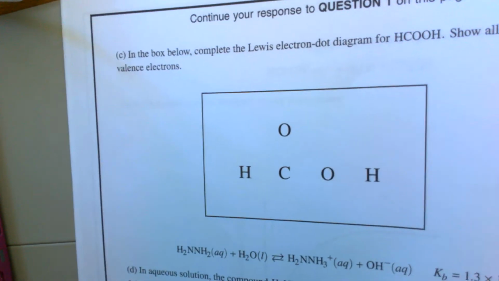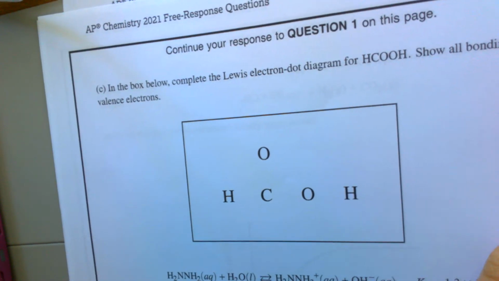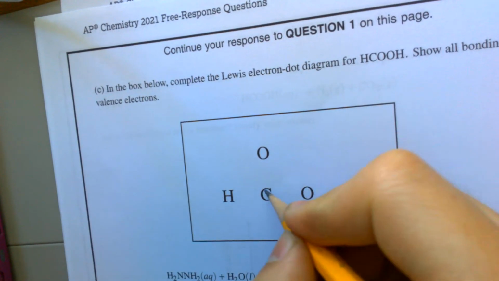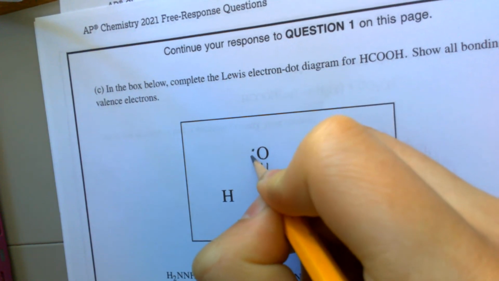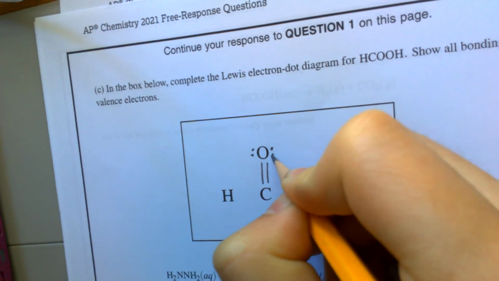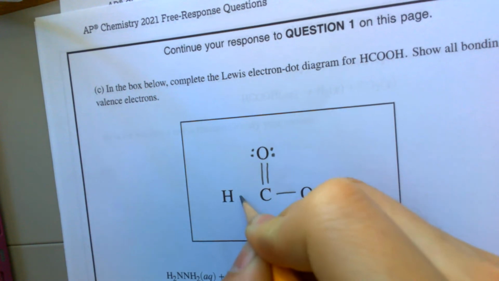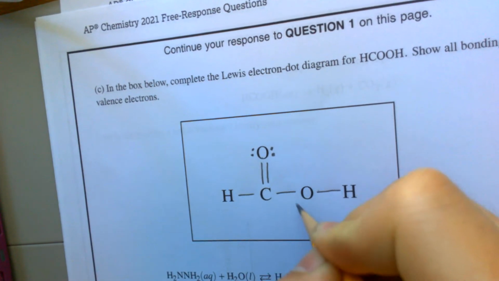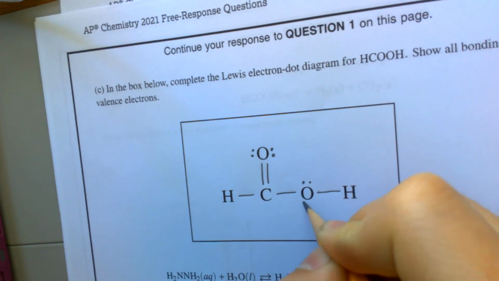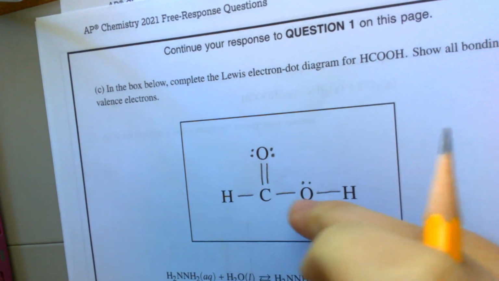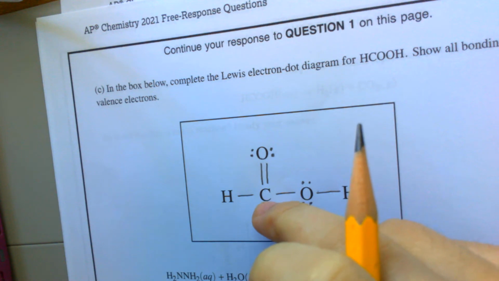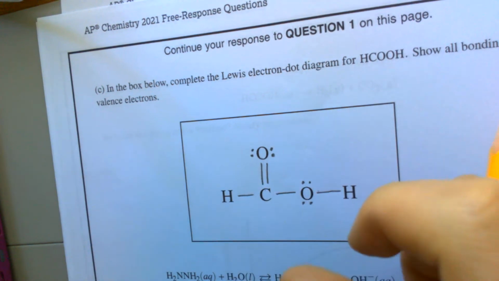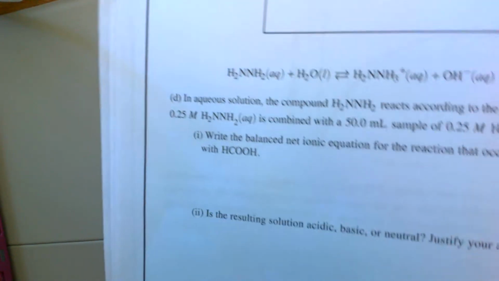Part C, we need to draw the Lewis diagram of HCOOH, which is pretty easy. For carbon and oxygen, you have 2 bonds. To draw the lone pair electrons, we connect them. These are all single bonds. We make sure oxygen has 2 bonds, and hydrogen has only 1 bond, and we see carbon has 4 bonds. All right, that's for part C.